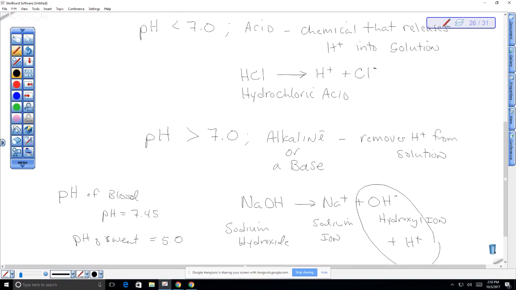Is that word one word, hydroxy? Hydroxyl ion. So that's two words. Hydroxyl is the group, and that it has a negative charge means that it's an ion.